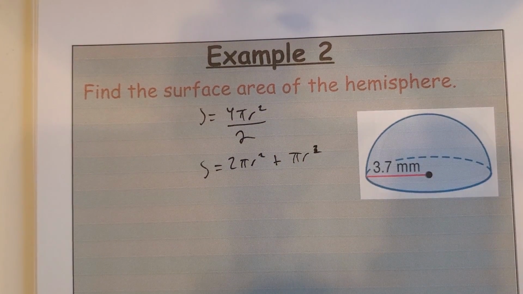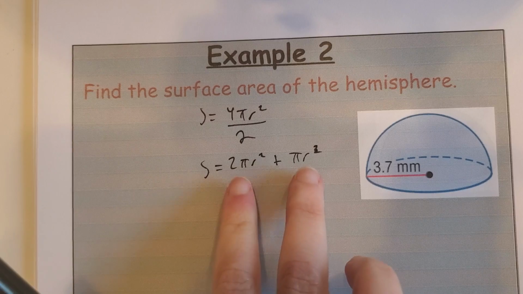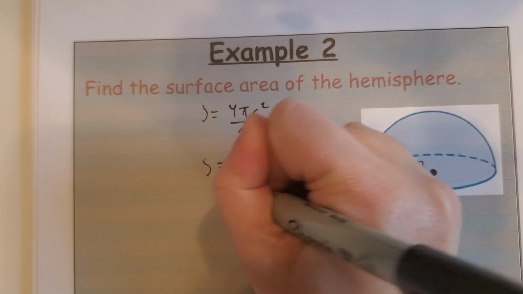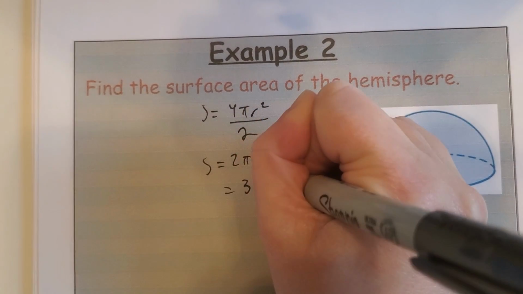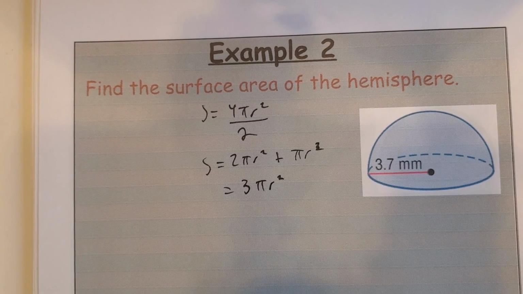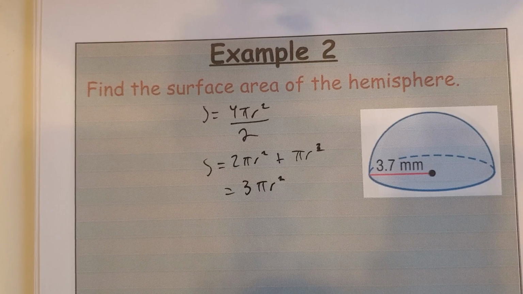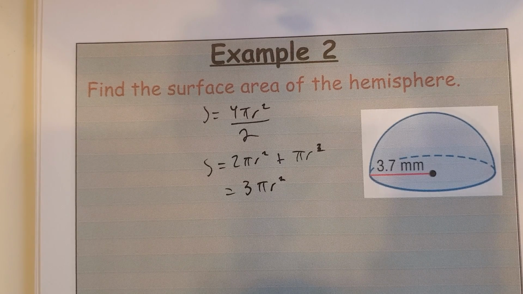So it's actually not 2 pi r squared. We can combine these two because they're like terms. It's going to be 3 pi r squared for the formula of the surface area of a hemisphere. That might be something that already exists on the internet, but I do want to make you guys aware of that when you're finding the surface area of a hemisphere.